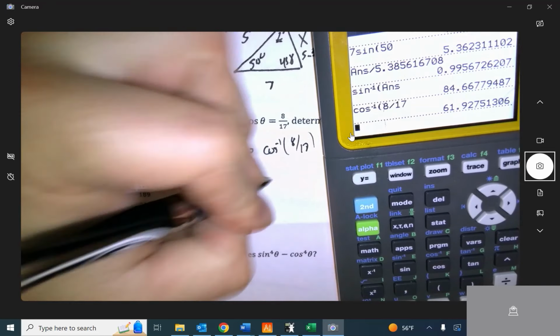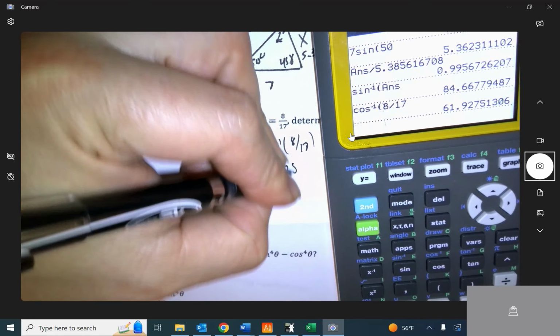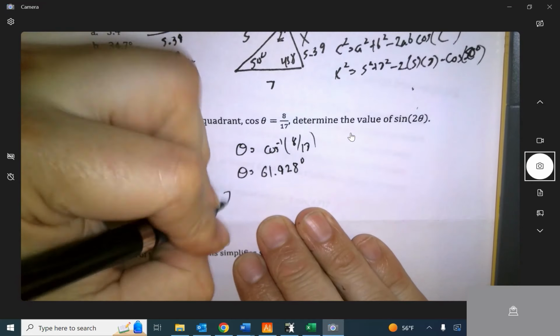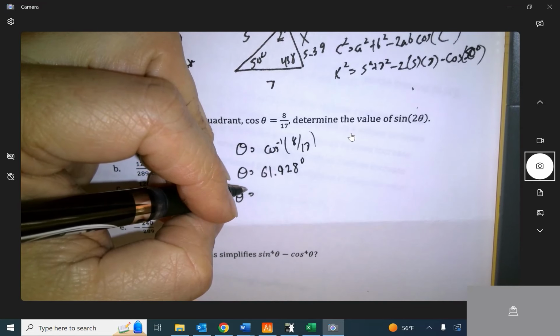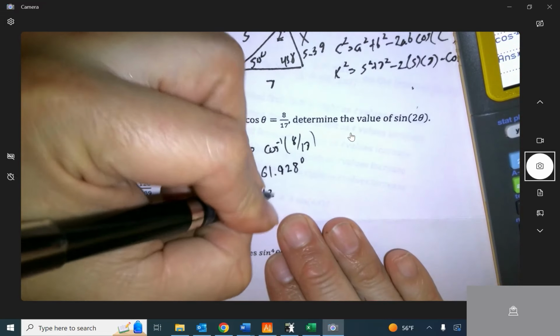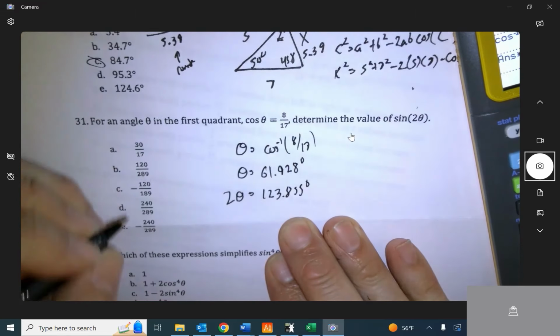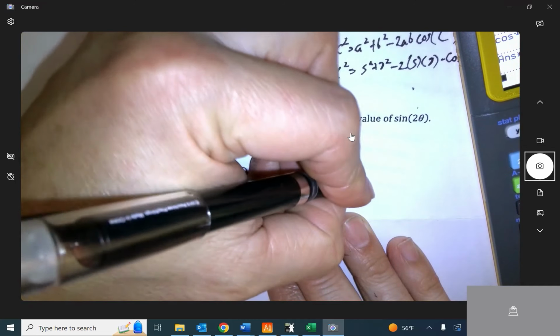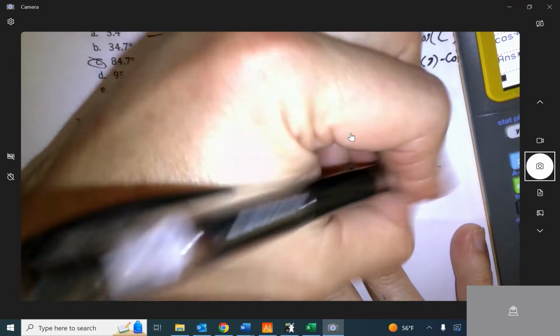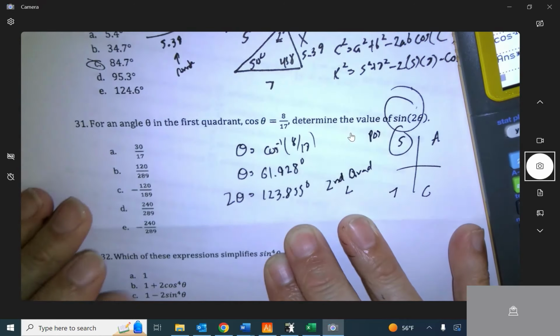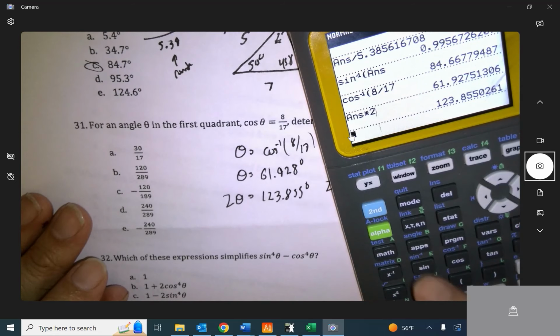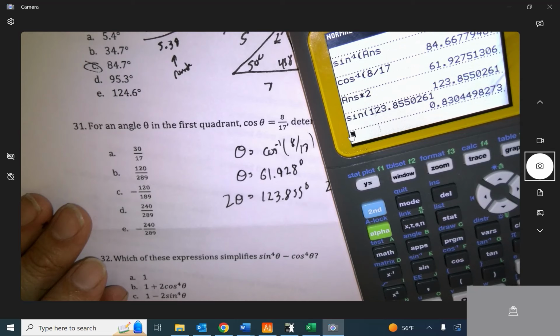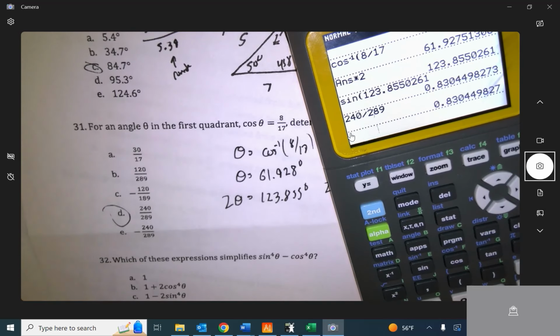So theta is 61.928 degrees. Now twice theta would be, according to my little TI-84 here, 123.855 degrees, which is a second quadrant angle, and thankfully still positive. It is for sine anyways. Let's take the sine of that thing. We get 0.83044. Let's see what choice D is. 240 over 289. That's her. Sweet.